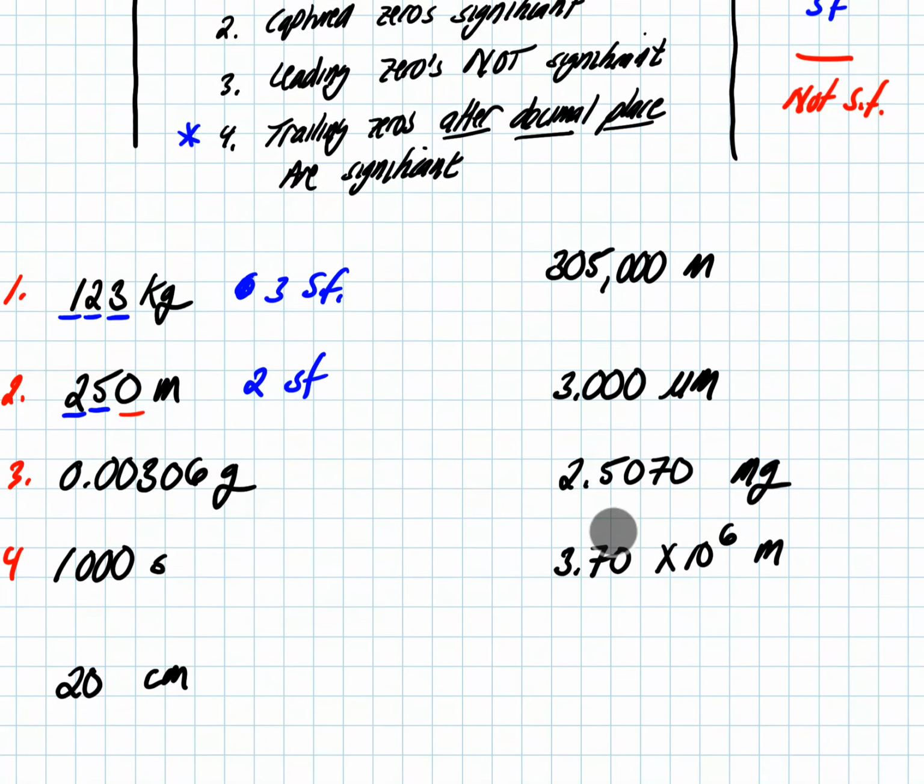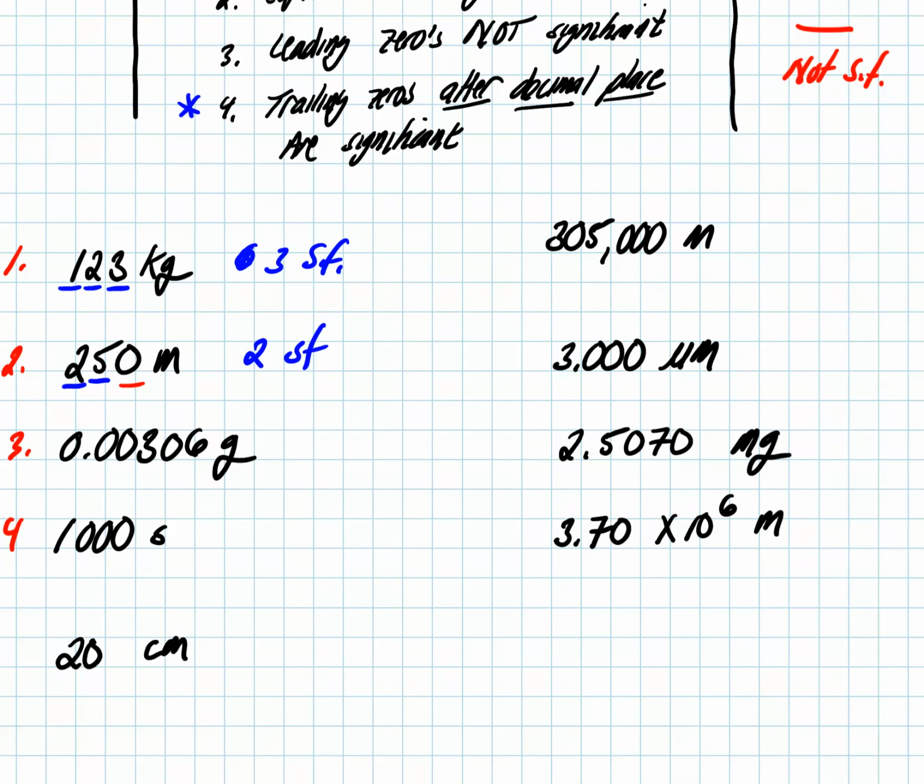All right, the next one, number 3. I've got 0.00306 grams. Okay, let's start with the non-zeros. 3 and 6 are significant because they're non-zeros. What about the 0 between them? That is a captured 0, so that is significant.